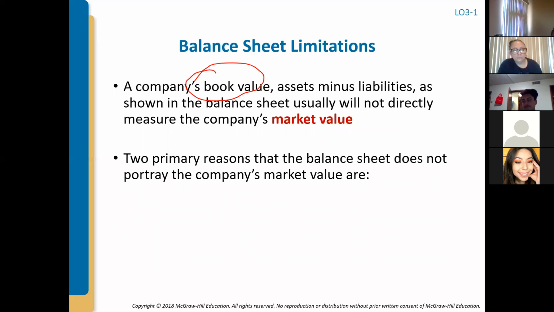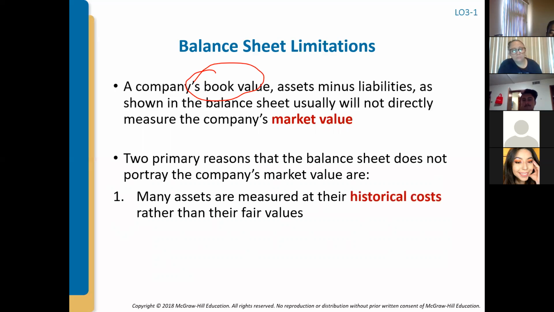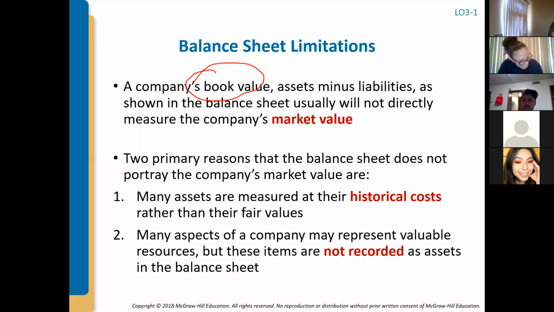There are two primary reasons that the balance sheet does not show the company's market value. Many assets are measured at their historical cost rather than their fair market value. And many aspects of a company may represent valuable resources, but these items are not recorded as assets in the balance sheet. So what is that?